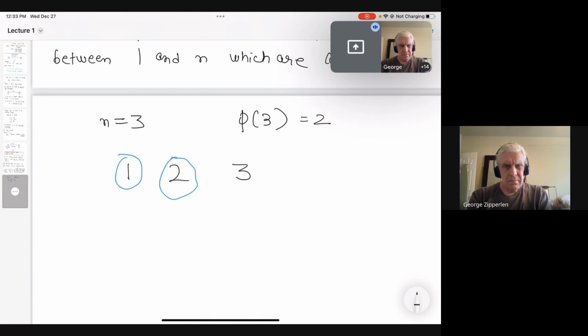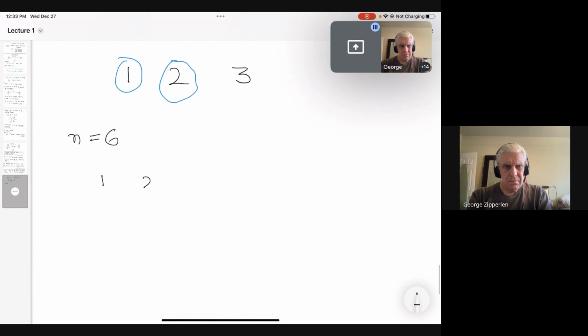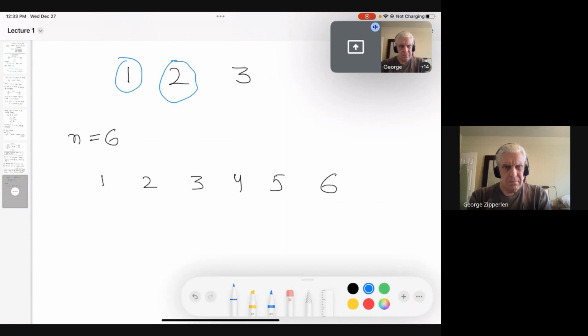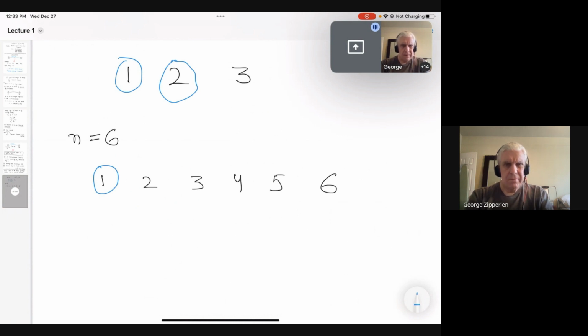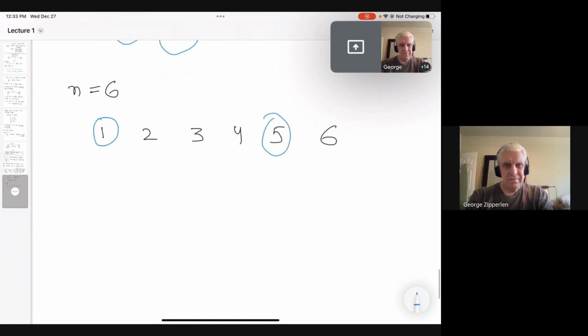Okay. Let's take another example. Let's take n equal to 6. Now I'm looking for all the numbers between 1 and 6 which are co-prime to 6. Which of these things qualify? Again, 1 always does. 2 doesn't qualify because 2 and 6 have a prime factor, it's 2, right? 2 divides 6. 3 doesn't qualify because 3 and 6 have a common factor. 4 also doesn't qualify because 2 is a common factor between 4 and 6. 5 does, right? So phi of 6 is also 2.